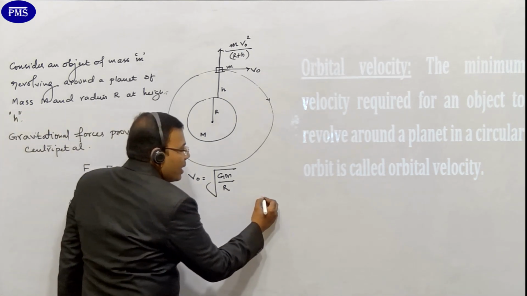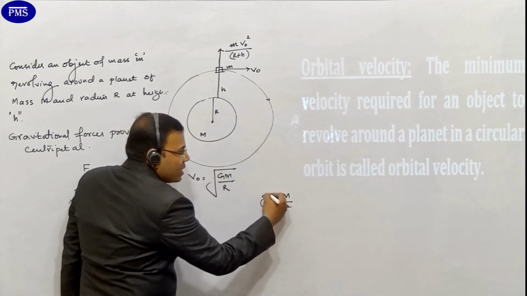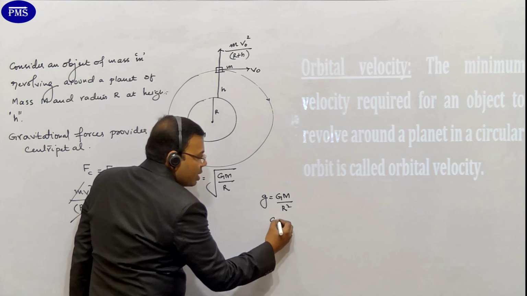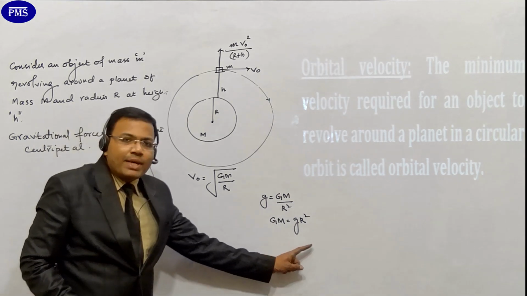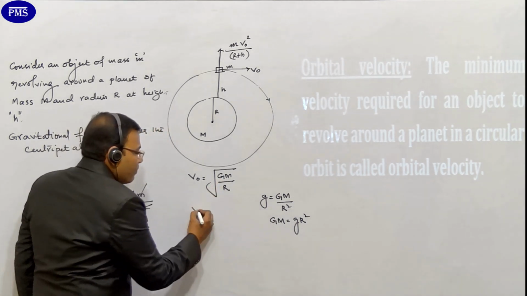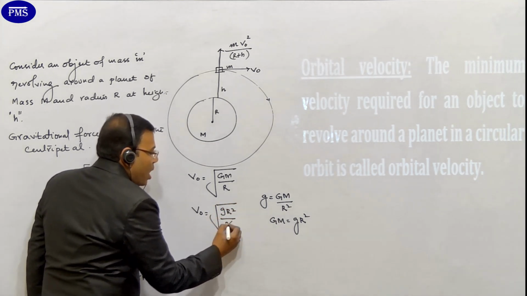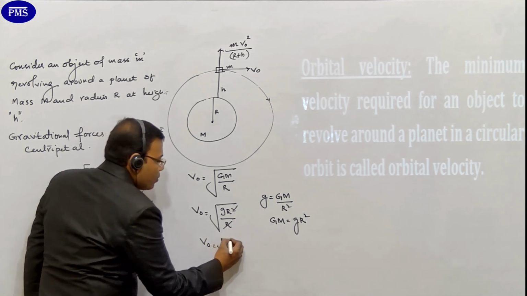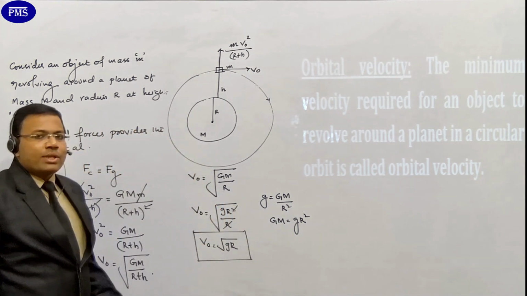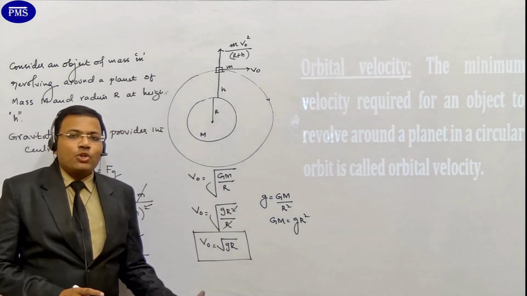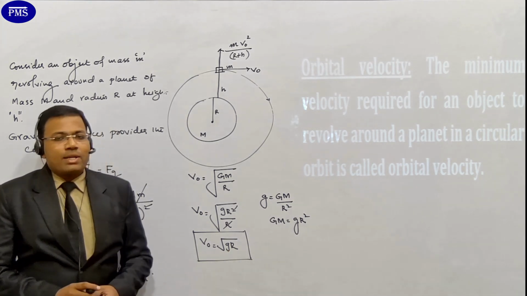Now we know the relation between small g and capital G, that is g is equal to GM by r square. So in place of GM we can write gr square. Therefore, just substitute in the final step: gr square by r. R gets cancelled. So v0 is equal to under root of gr. So students, this is the expression to calculate the orbital velocity for an object to revolve around a planet where the gravity is g and the radius is r.